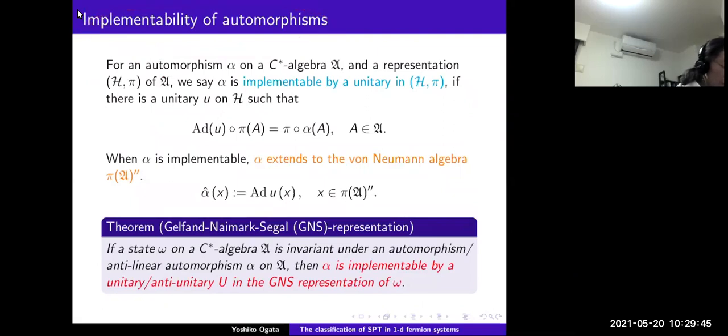So let me explain about it next. Let alpha be an automorphism on a C-star algebra, and let (H, π) be a representation of this C-star algebra. We say that alpha is implementable by a unitary in this representation if there is a unitary on this Hilbert space implementing alpha in this sense. So we are considering the adjoint action of the unitary here, and it implements alpha literally. If there is such a unitary, we say alpha is implementable by a unitary. What is good about the situation where we can implement the automorphism is that we can extend our alpha to the von Neumann algebra.